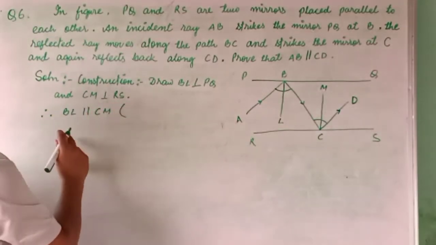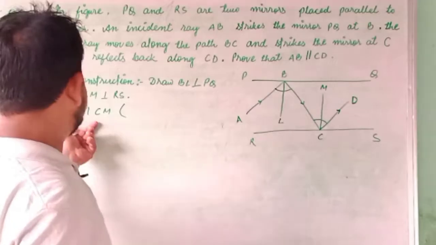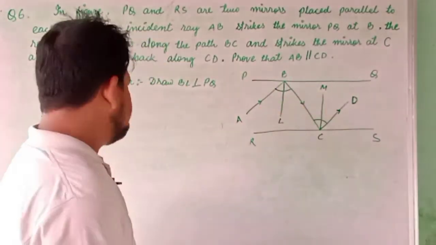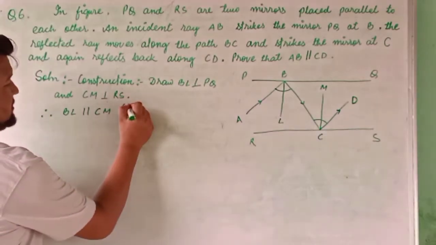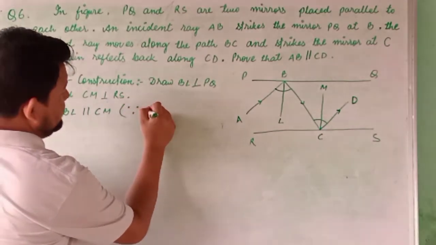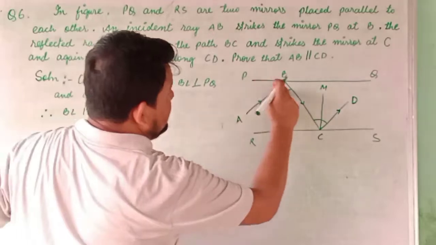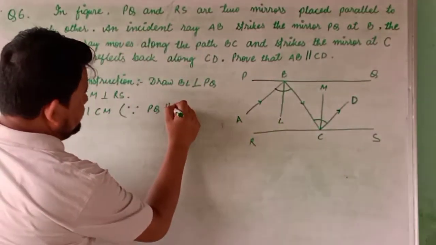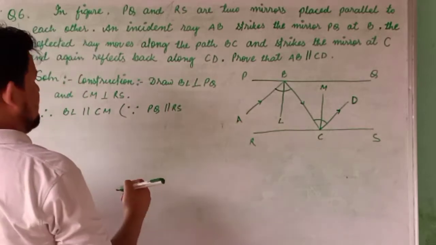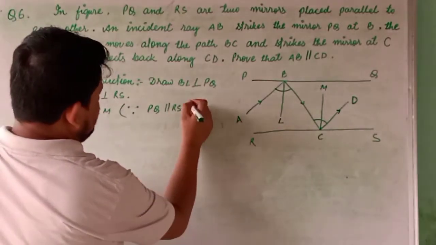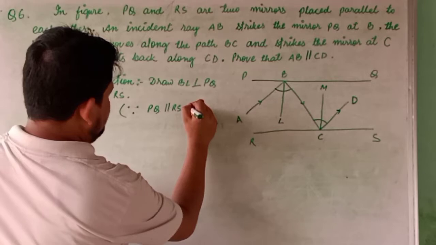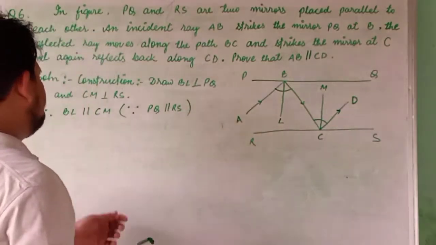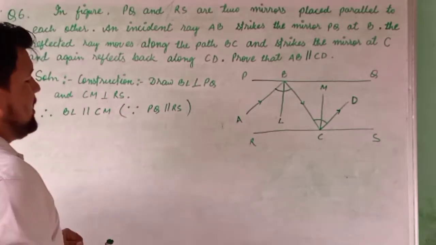So why can we say these two construction lines are now parallel? Because PQ is parallel to RS. Let us explain: this line PQ is parallel to RS, and this is the reason, PQ is parallel to RS.